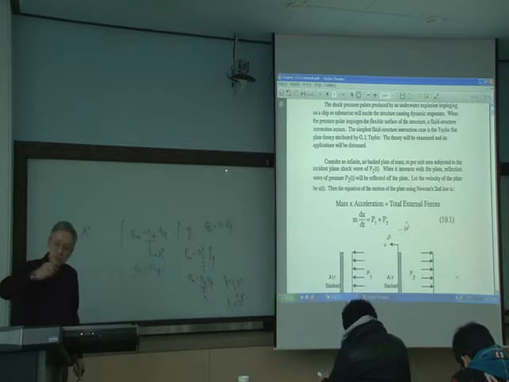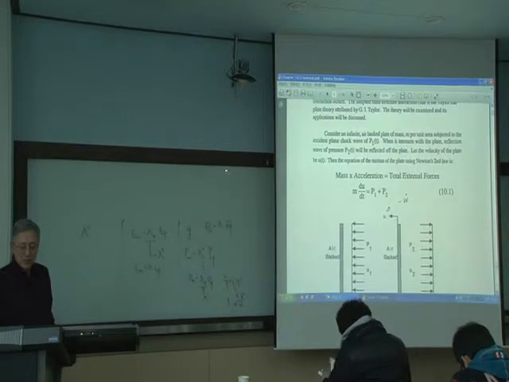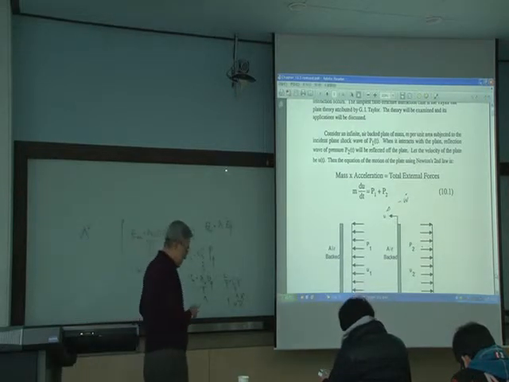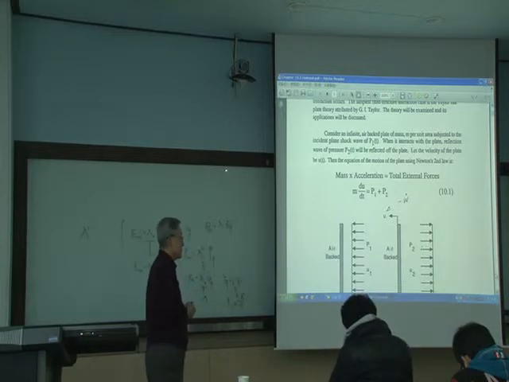Here, starting from really A, B, C, D, you can derive the equations of motion.